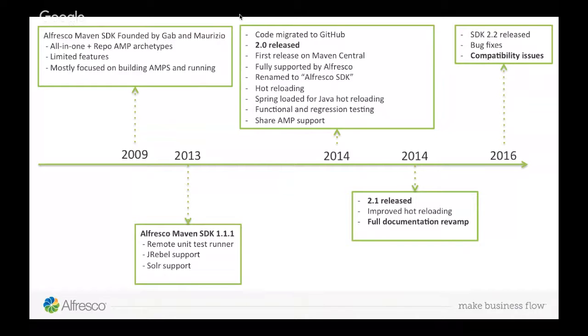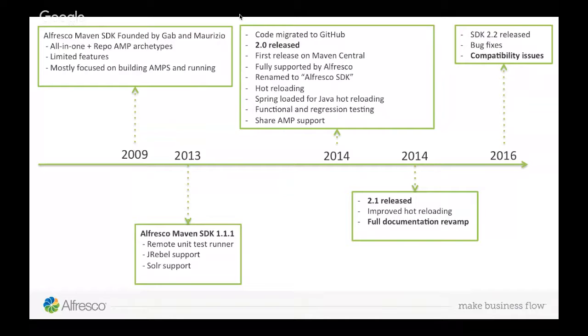Then in 2013, we had the Alfresco SDK 1.1.1, which is where Alfresco adopted it and started treating it as a product that had some enhanced features. We had a first attempt at a remote unit test runner. It had some hot reloading support, and we started supporting Solr as well.